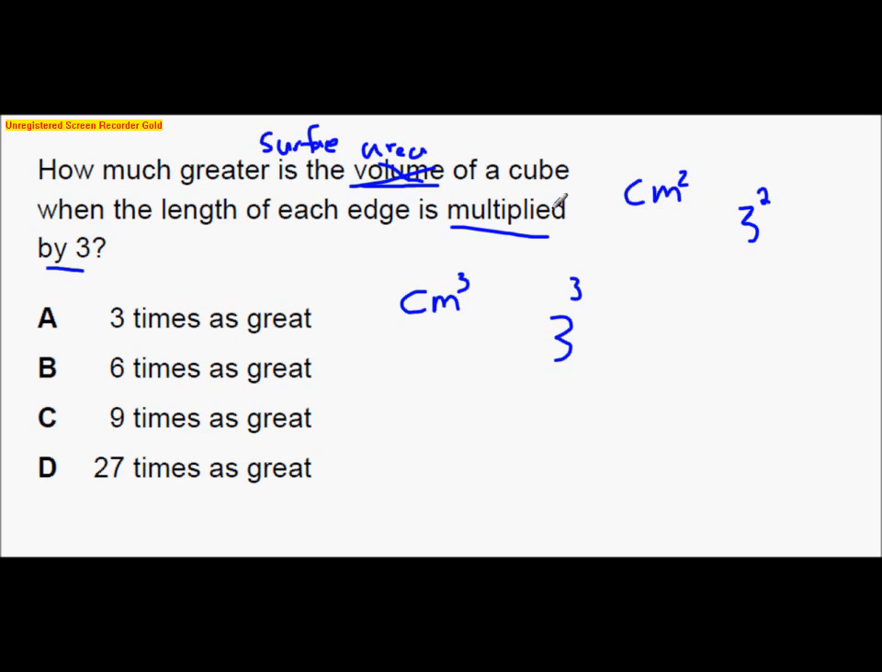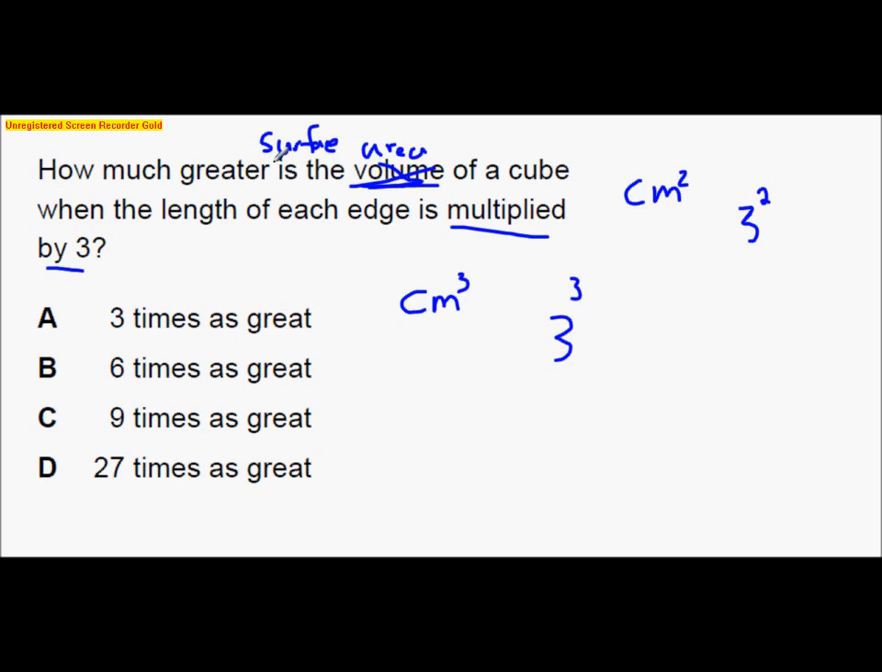So the key to answering these questions is to look at what they're talking about. Are they talking about volume, surface area, or area? If it's volume, you cube the number of times it got bigger. If it's area or surface area, you square the number that it got multiplied by. So in this case, it got 3 times as big, and it was volume, so we cubed the 3.